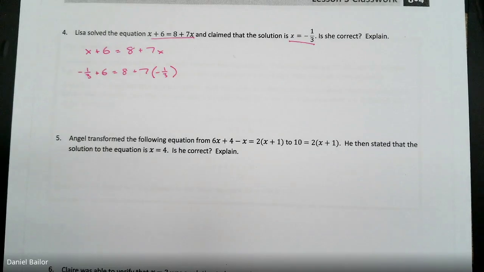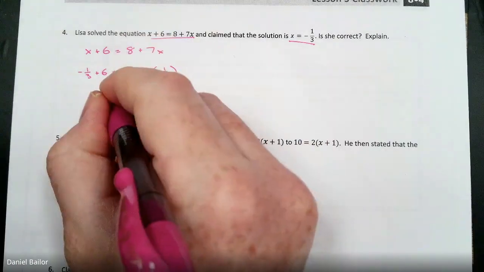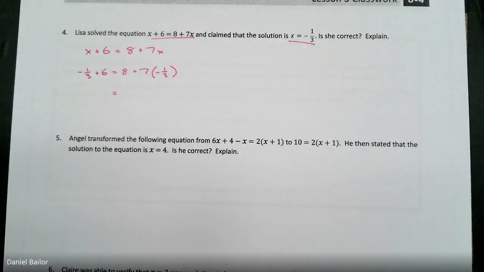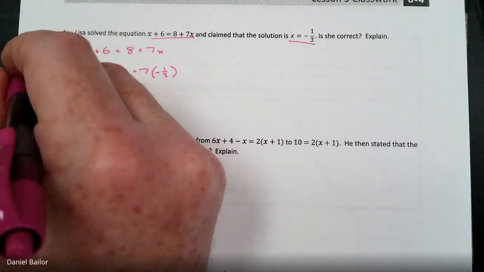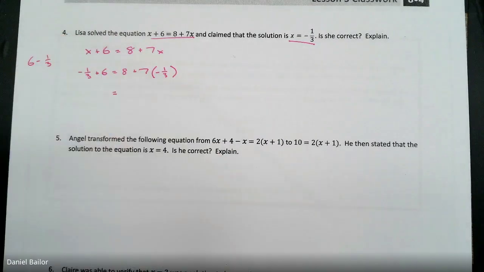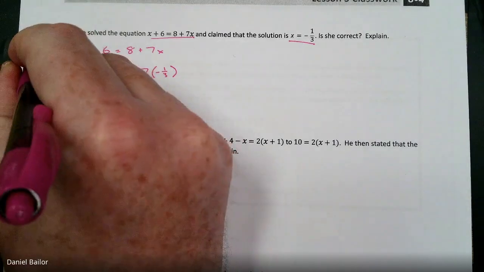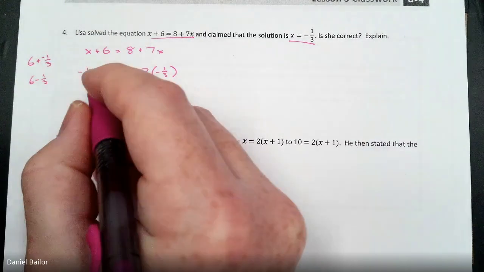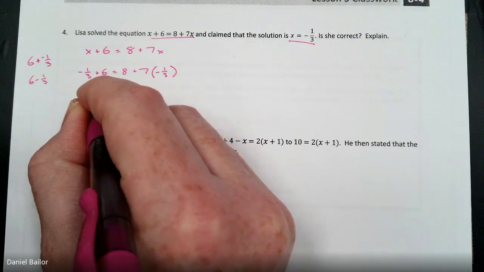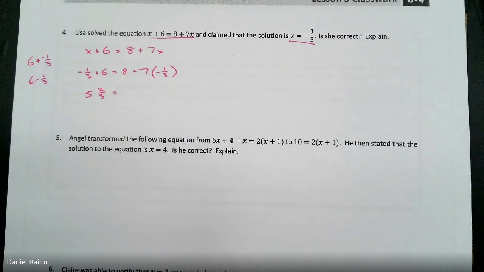Okay, let's do it. Let's do the left side first. Negative 1/3 plus 6. It might be easier if you switch them around. So negative 1/3 plus 6 might be confusing, but what happens if I just tell you to do 6 minus 1/3? Doesn't that seem a little bit easier if I just switch them around like that? 6 minus 1/3. Or you could do 6 plus negative 1/3, which turns into 6 minus 1/3. Because the answer ends up being 5 2/3. That's your answer on that side.